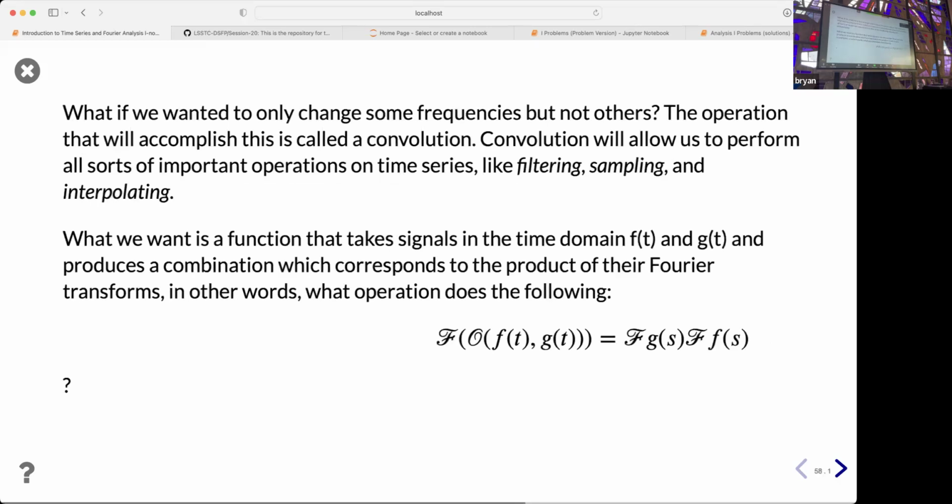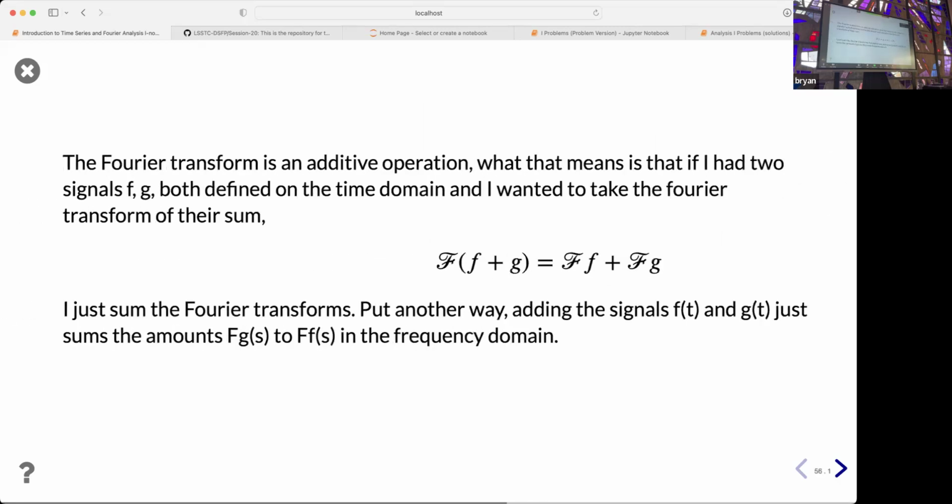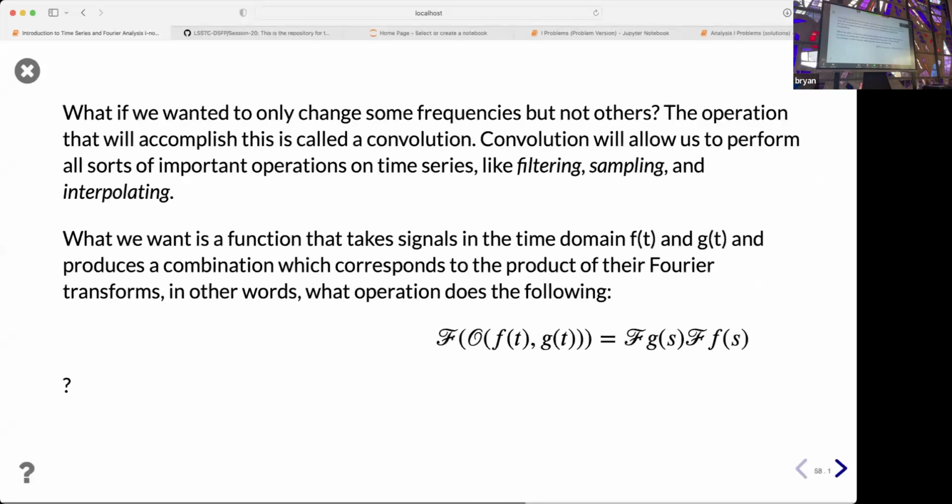So what if we only wanted to change some frequencies but not others? In these expressions, I've been acting on all frequencies simultaneously. What if I only wanted to act on some frequencies? The operation that will allow us to act on some frequencies but not on others is called convolution. And as I mentioned, this is going to let us filter signals, sample, and ultimately from sampling, I'm going to be able to prove a theorem about what it means to interpolate a signal as well. How well can I create a model of a signal given some discrete sampling of that signal? So that's the connection between sampling, filtering, and interpolation.